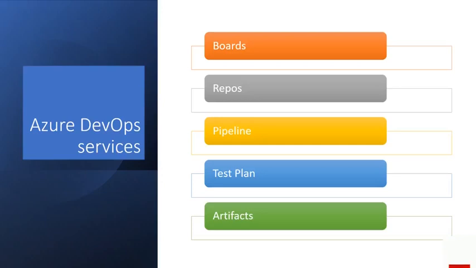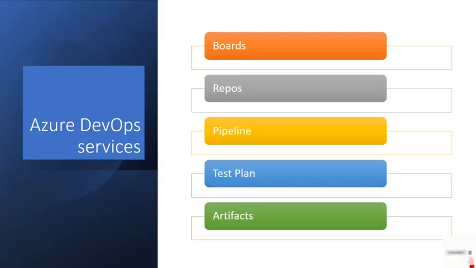So this is all about Azure DevOps. Azure DevOps has 5 services. You can choose any of them. You can work on them, and for the success of the product, all the services are very important to build the product. Let's talk about each service.